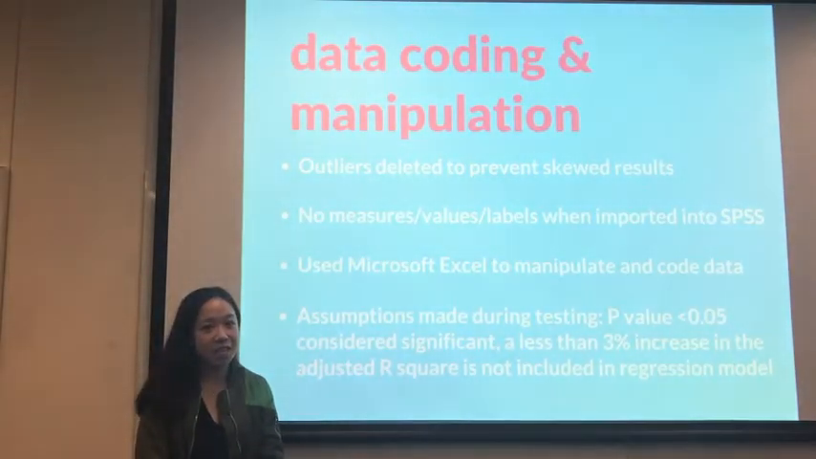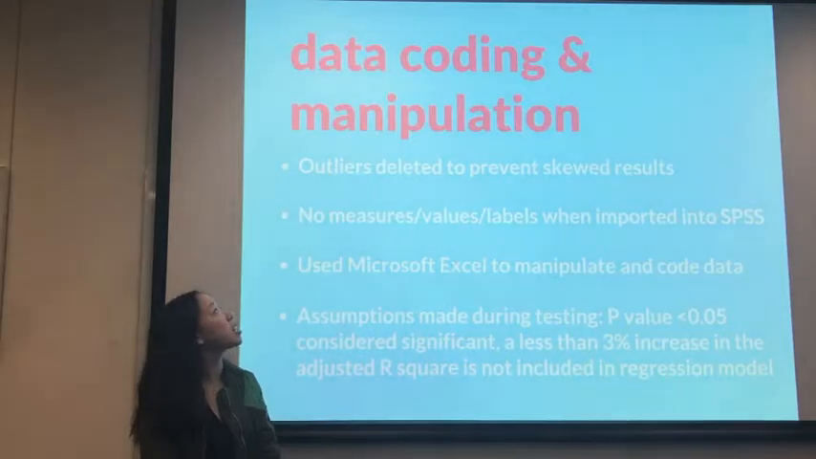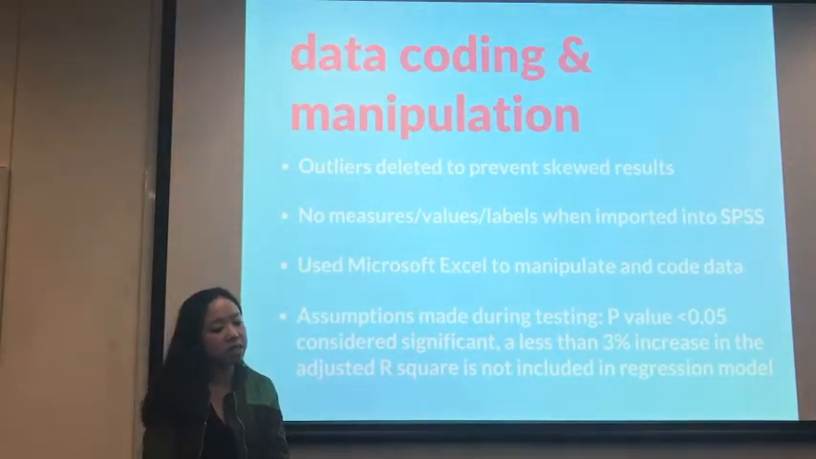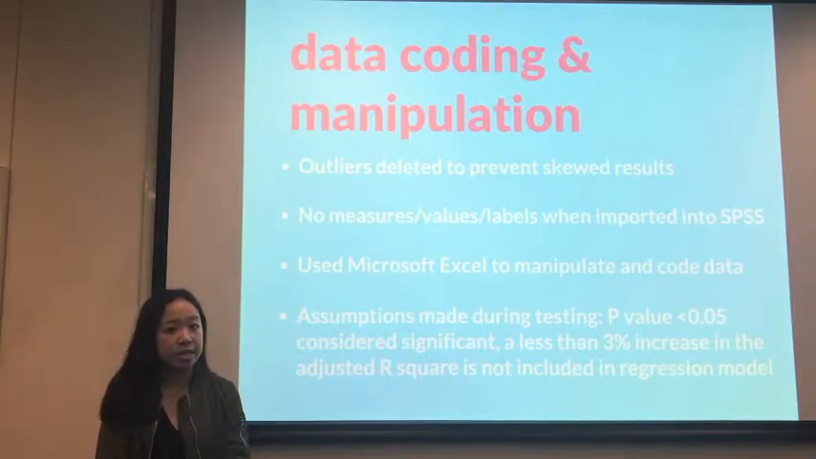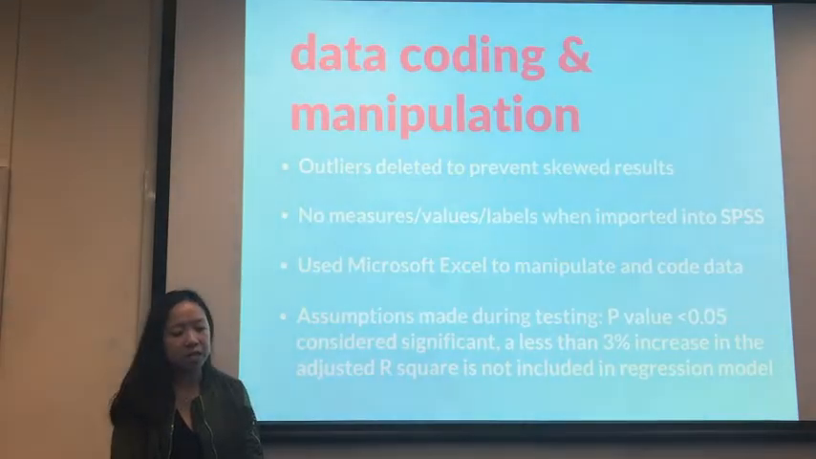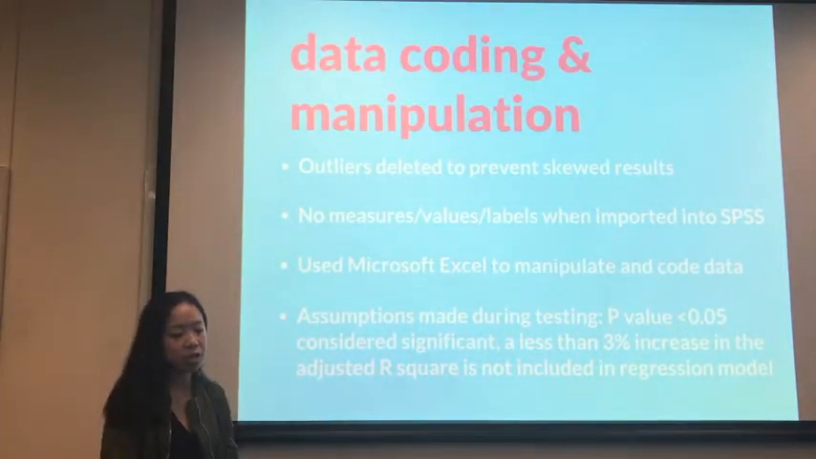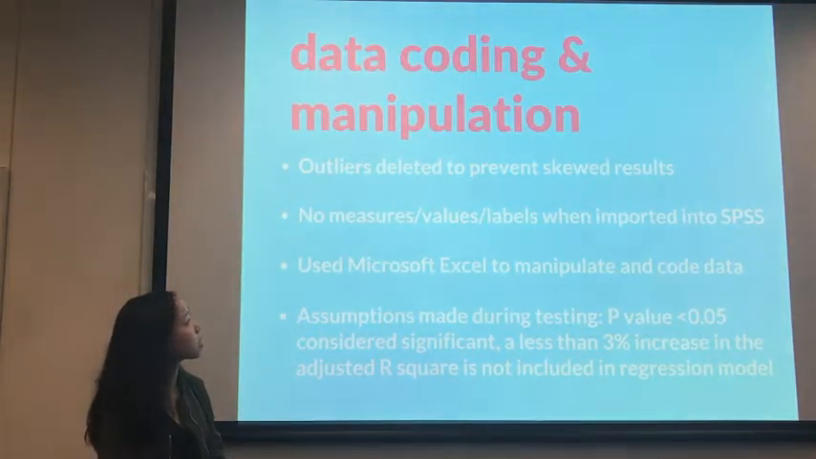The first step of the process was data coding and data manipulation. In this step, we downloaded the data dump from Moodle and then entered it into Excel, where we looked at the entries that were outliers and then carefully considered and deleted the ones that were deemed unreasonable in order to prevent the results from being skewed.